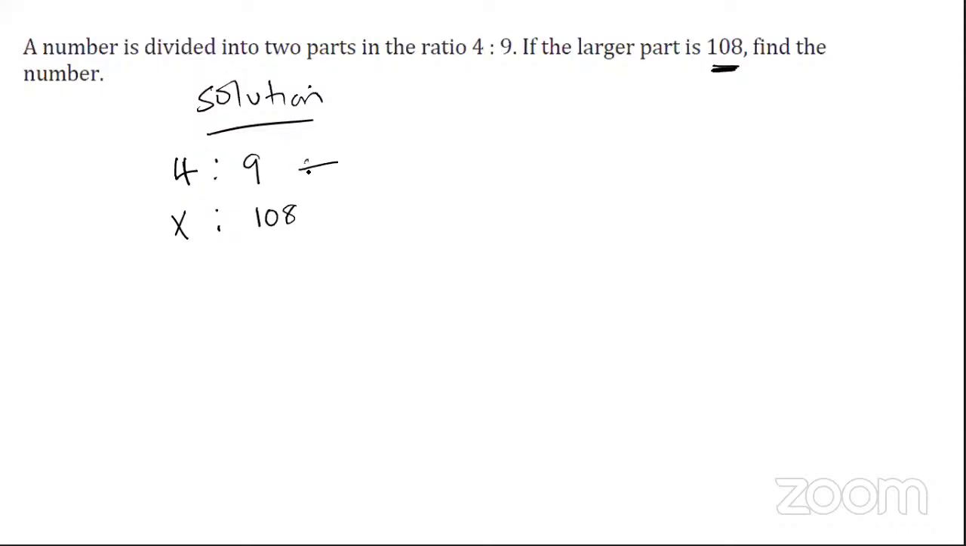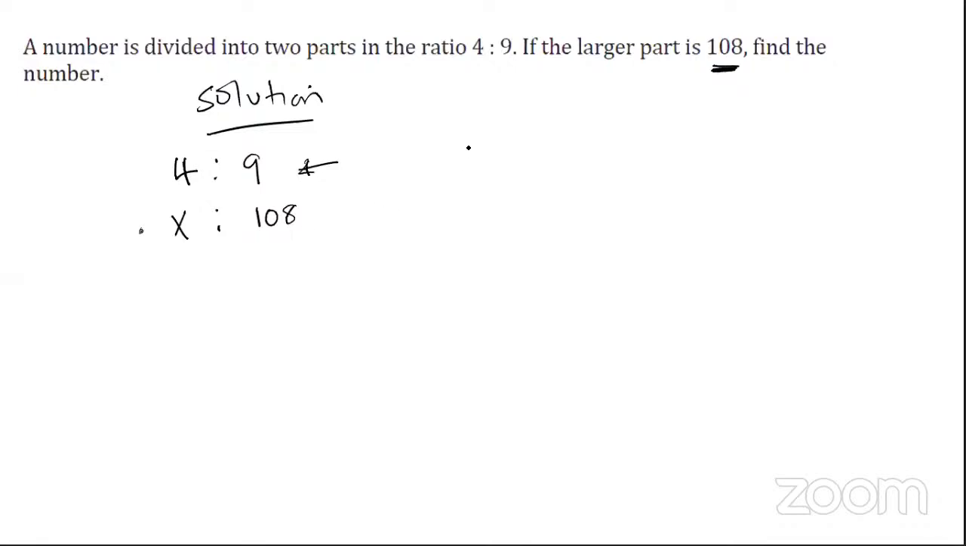This is the ratio in which the number is. There is a number which has been divided into two. We are supposed to find that given number, which has been divided, but they have given us one of the numbers as 108. So our role is to find this second number, and after finding the second number, we add it to this one and we find our total number.